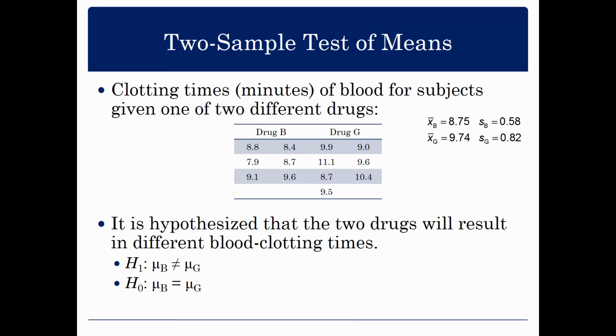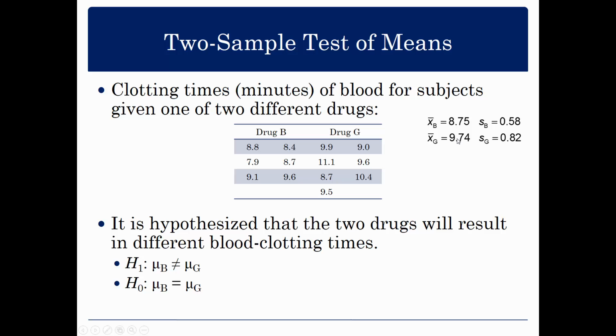We've got two different drugs. We want to know, do they have different blood clotting times? And so what we do is we randomly assign patients who come in to receive either drug B or drug G, and then we record the amount of time it took for their blood to clot. We have some summary statistics here. I could do this in RStudio, but for the sake of time, I'm going to skip past that. I could pull this data in through Excel or the way that I just did it, and calculate the mean for each group, the standard deviation for each group. So it appears that, on average, drug G is resulting in an increased clotting time, which is actually a bad thing. It's a little bit higher than drug B.